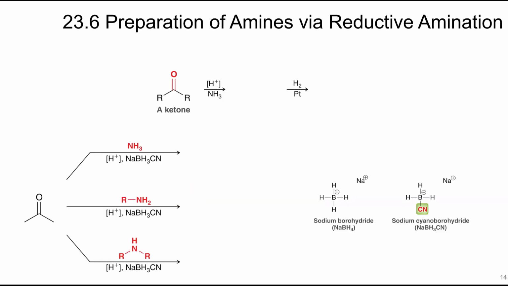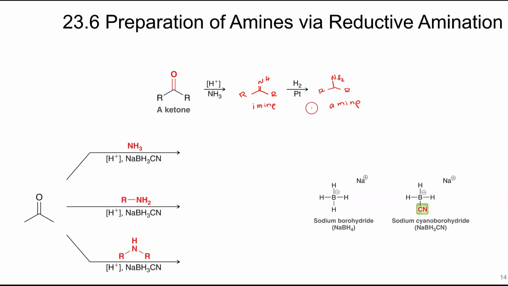We can do something called reductive amination. So if you have a reducing agent present when there's an amine, we can reduce it in the same reaction to form an amine. So ketone plus ammonia, we get an imine. If you reduce that then with hydrogen over platinum, we can form the amine.